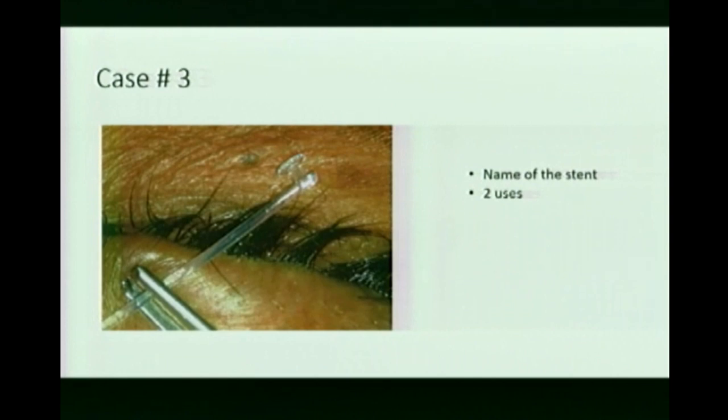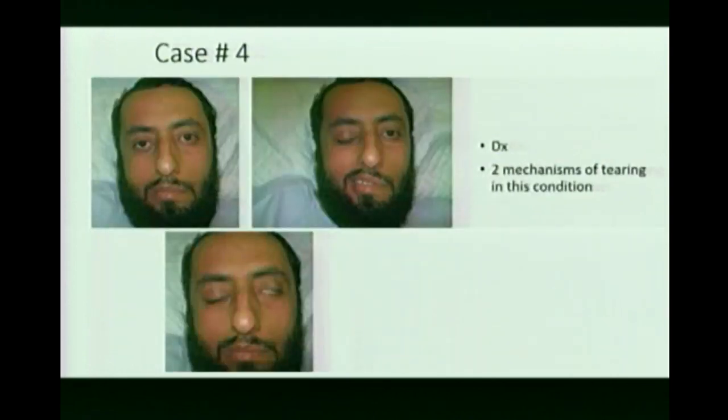Okay. Clear? Okay. Case 4. This patient has this condition. Easy, straightforward. What's the diagnosis? And if this patient is complaining of tearing, what are the 2 mechanisms of tearing in this patient? The diagnosis is grossly clear. Why do they have tearing? Why do they complain of tearing? 2 causes, or 2 reasons, or 2 mechanisms.